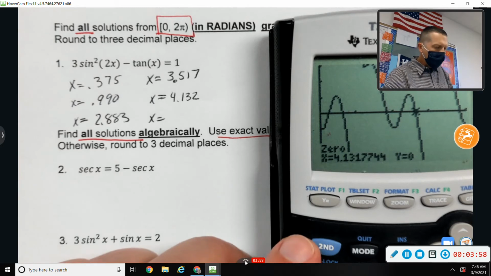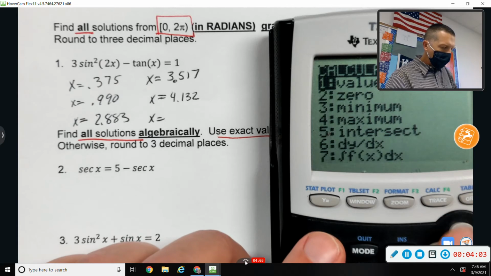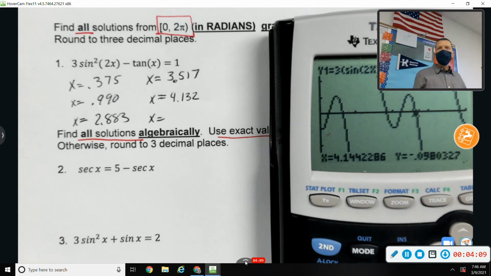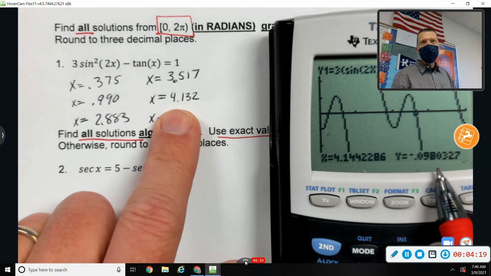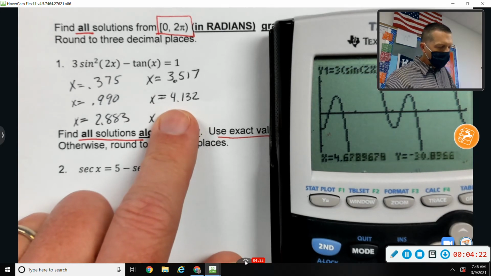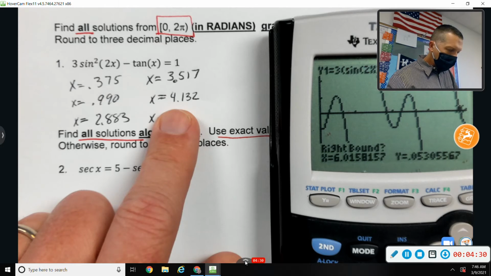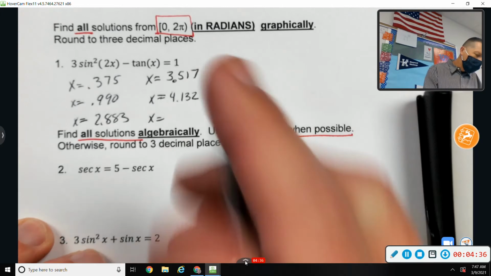I guess the only mistake people sometimes make on these is instead of using the calc 0, they end up doing the trace. And that gets you close, but it never gets you exactly there. It's like if you're just tracing, you think, well, that's pretty close, so maybe x is 4.14. And you're like, well, that's close, but that y value isn't 0. So don't use trace. I mean, it gets you close. But we don't want close. We want much better than close. Second calc 0. Left bound, right bound. Guess. 6.024.